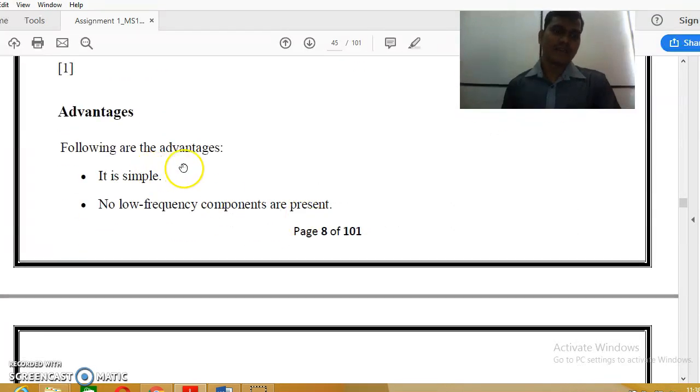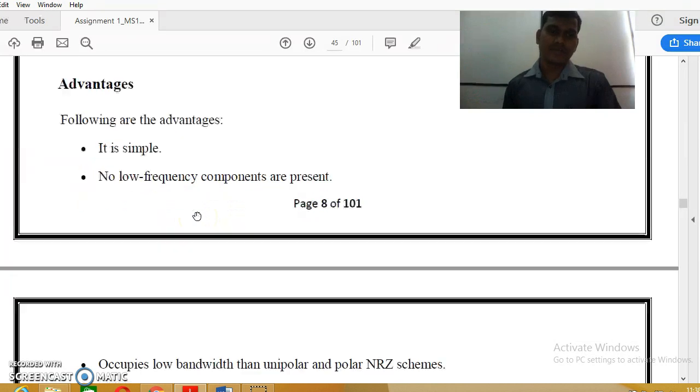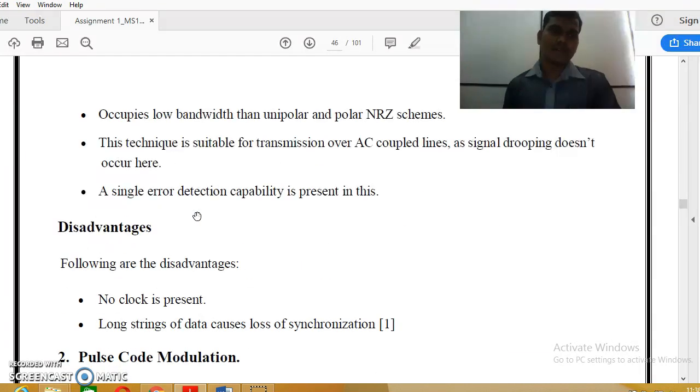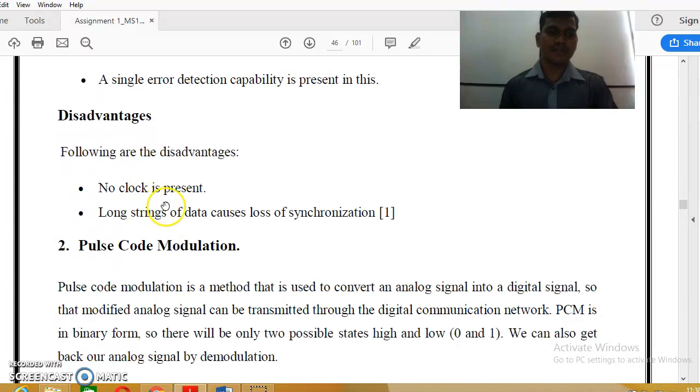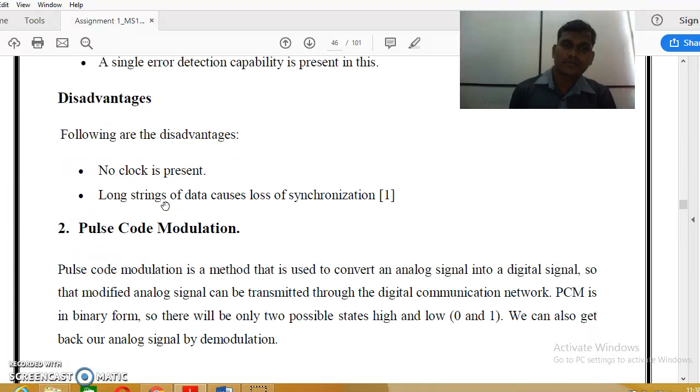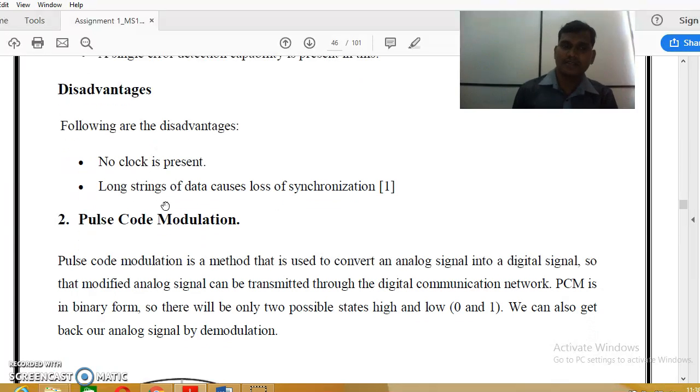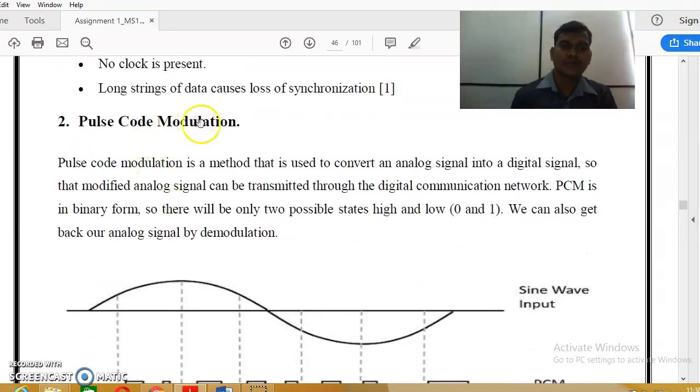Following are the advantages. It is simple. No low frequency components are present. It occupies low bandwidth compared to unipolar and polar schemes. Disadvantages. Some of the disadvantages are: no clock is present. A long string of data causes loss of synchronization. Next part is pulse code modulation.